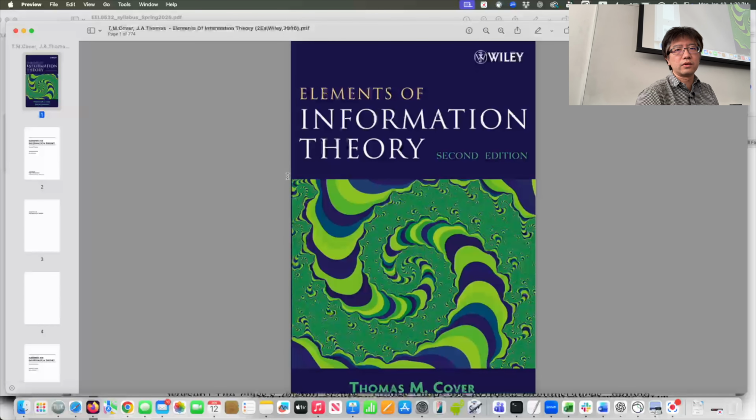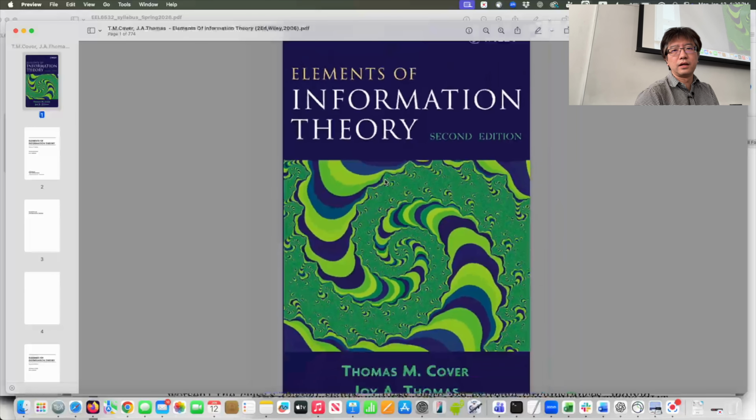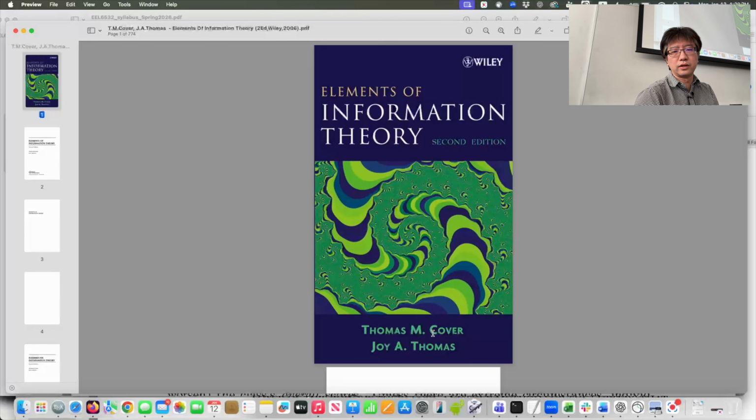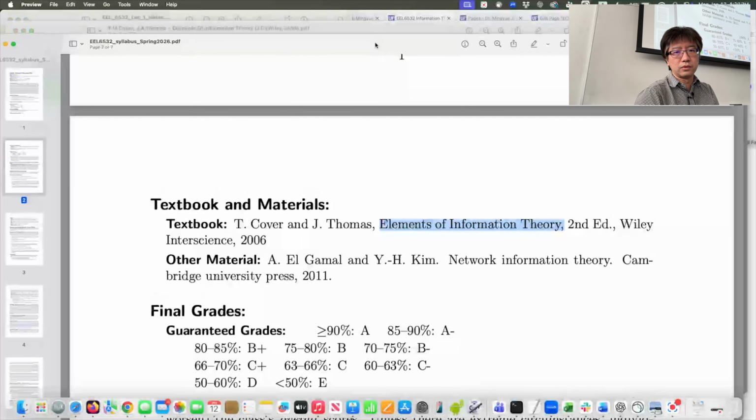I think you can download this from somewhere, or I strongly suggest you buy it. It's a very, very good book, written by Tom Cover and Joy Thomas. I think both of them have passed away already, but they're gurus in information theory. I strongly suggest you buy this book. It's a super nice book, and that's basically our only required textbook.